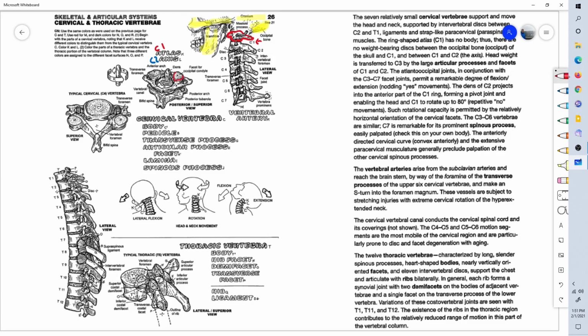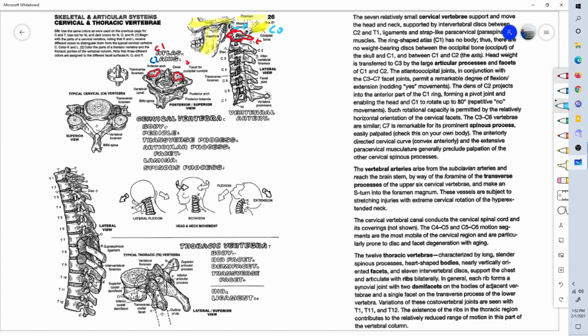A facet is just a smooth, slippery space where the joint forms. These facets are right up here, articulating with the facets from the occipital condyles. So there's a joint that's formed right here that we call CO, the occipitoatlantal joint.